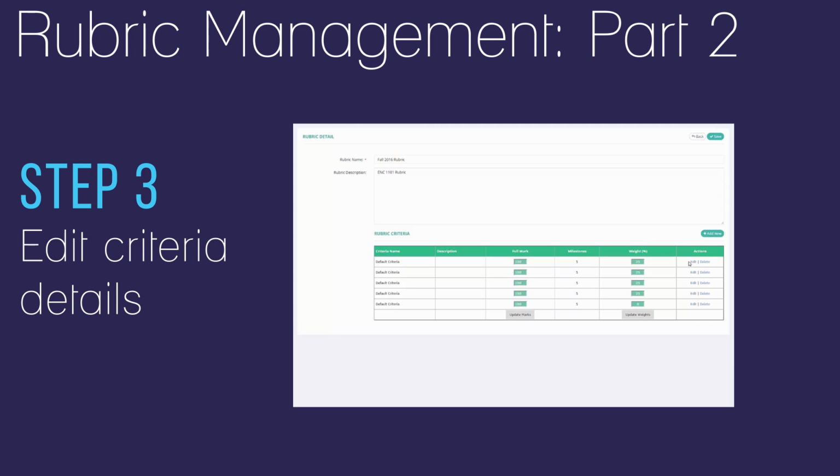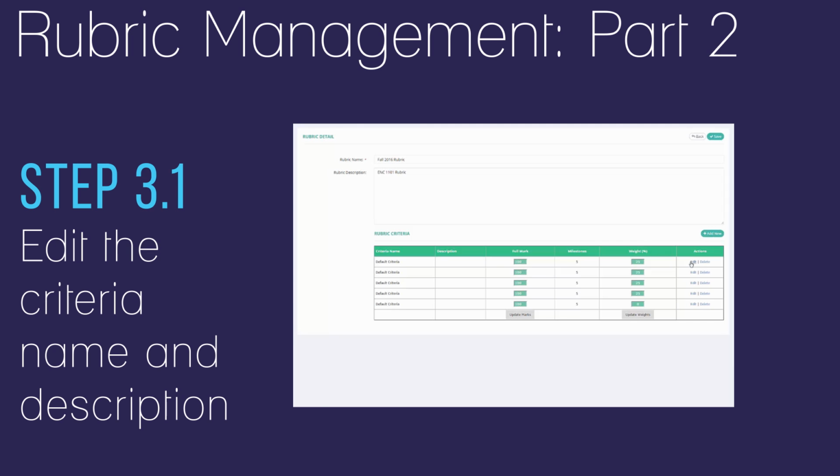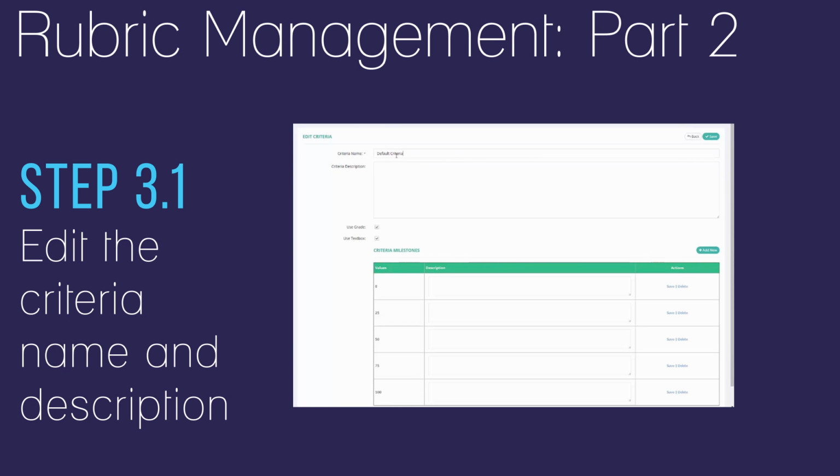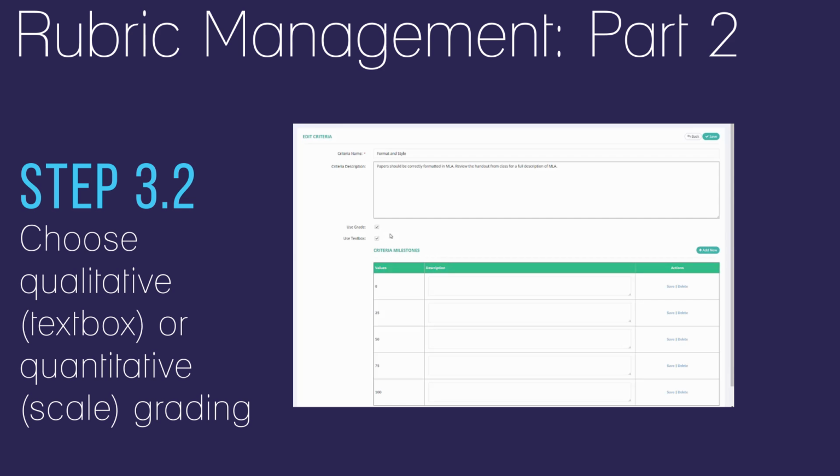Next, we'll edit the criteria details. To do so, click Edit in the Actions column. Change the name from default criteria to whatever you'd like, and then add a description. Below the description is a section for grade and text box options.